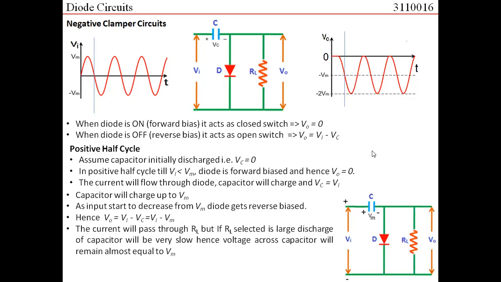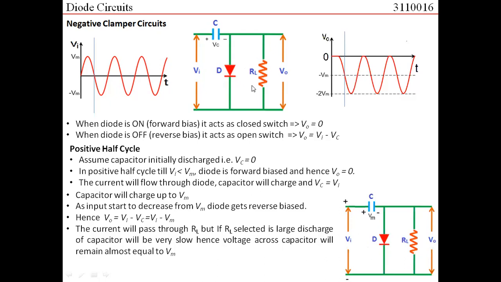Now let us try to consider, would there be any discharging of the capacitor or not? When we say that the diode is reverse biased, then the loop is this. So in this loop, we have a resistance RL. So current would naturally pass through RL, but now if I say that the value of RL selected is very large, then the capacitor would discharge, but at a very slow rate, and hence we can approximate that the voltage across the capacitor would almost remain equal to Vm.